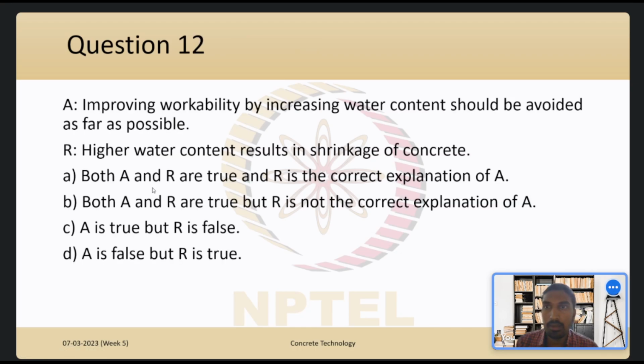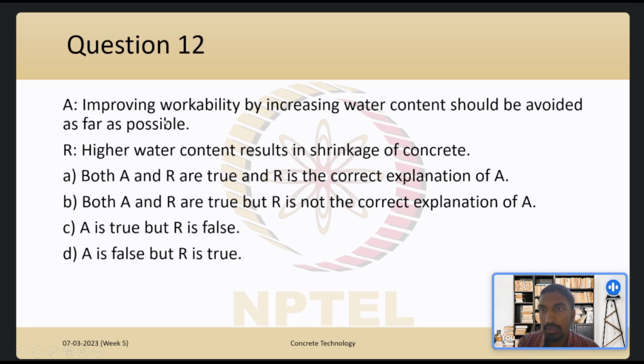Okay, question 12. We are given two statements. The first one is: improving workability by increasing water content should be avoided as far as possible. And the second one is: higher water content results in shrinkage of concrete. The options are: both A and R are true, and R is the correct explanation of A. Second option is both A and R are true, but R is not the correct explanation of A. Option C is A is true, but R is false, and option D is A is false, but R is true. Right? So we'll look at first whether the individual statements by themselves are true or false.